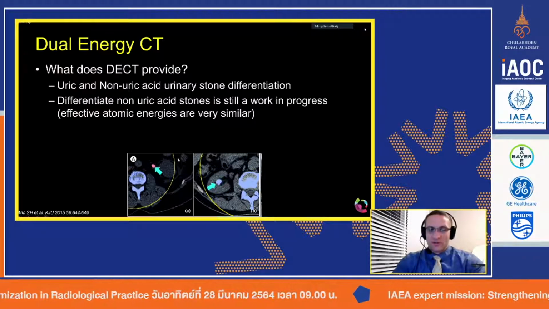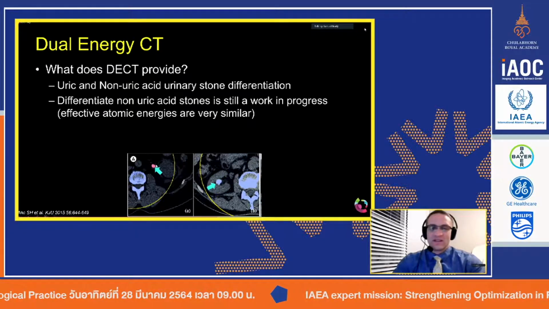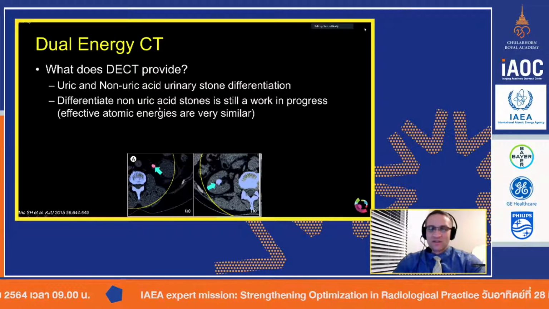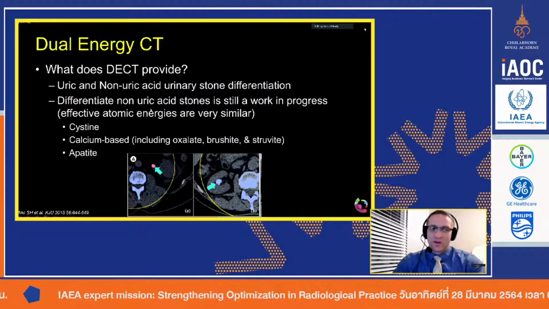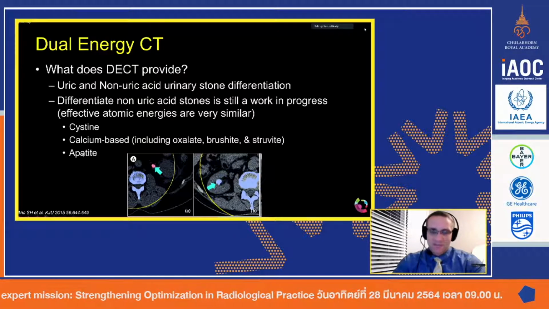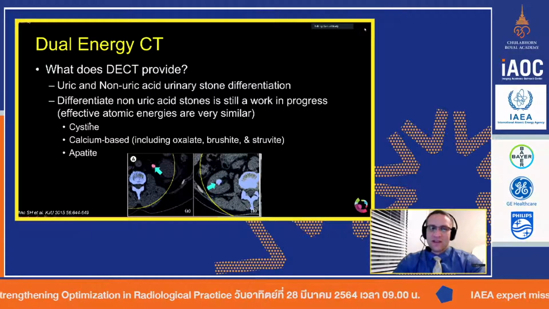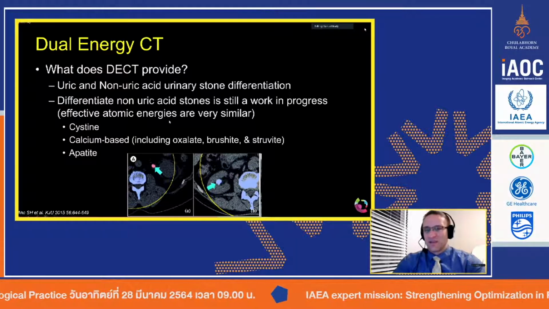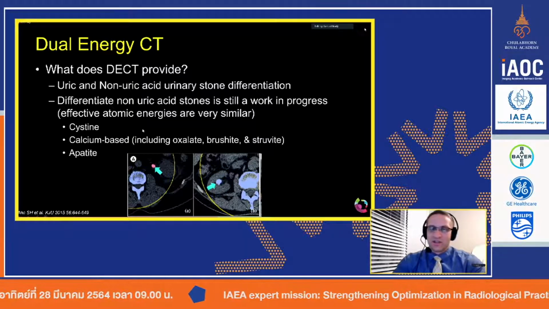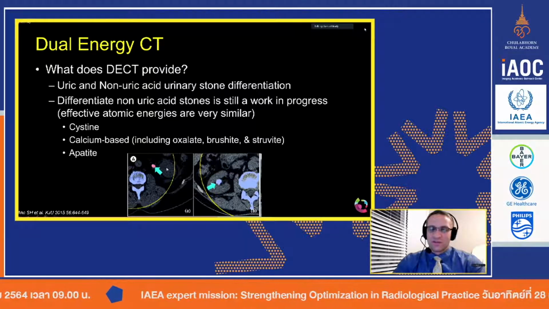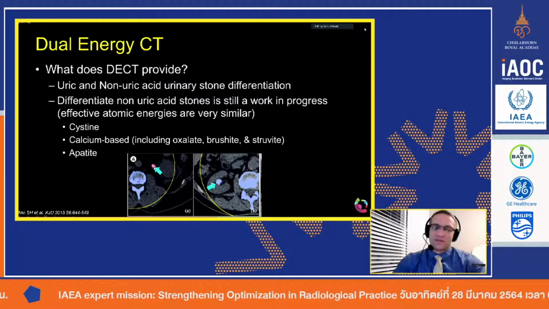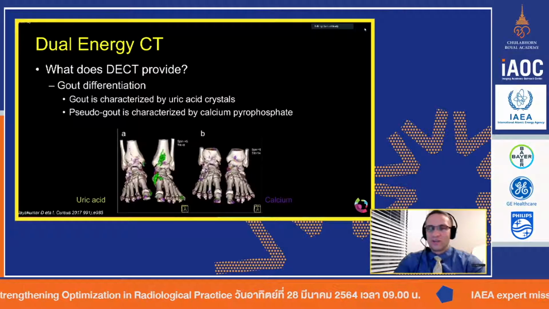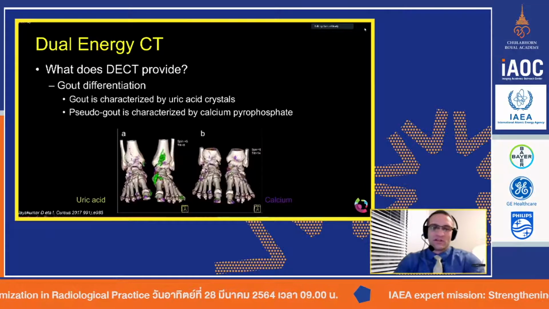Distinguishing between the 2 is very easy. Well, I would say very easy. It's highly accurate. But differentiating the different types of non-uric acid stones is still kind of a work in progress. The problem is when you look at these various different types of non-uric acid stones, they all basically have the same effective atomic number. And therefore, they basically have the same attenuation pattern. So when it comes to this stone identification, we're really looking at the difference between, is it uric or non-uric? In other words, will you have relapse issues? And it just depends on how you triage the patient for treatment. And I know you know that, you're the radiologist.